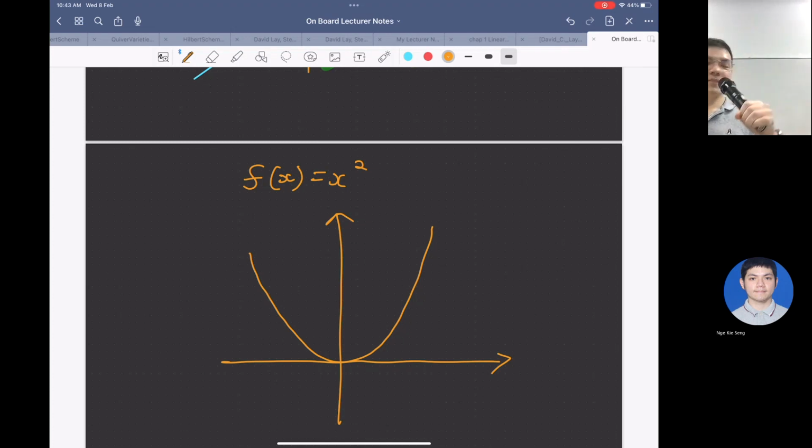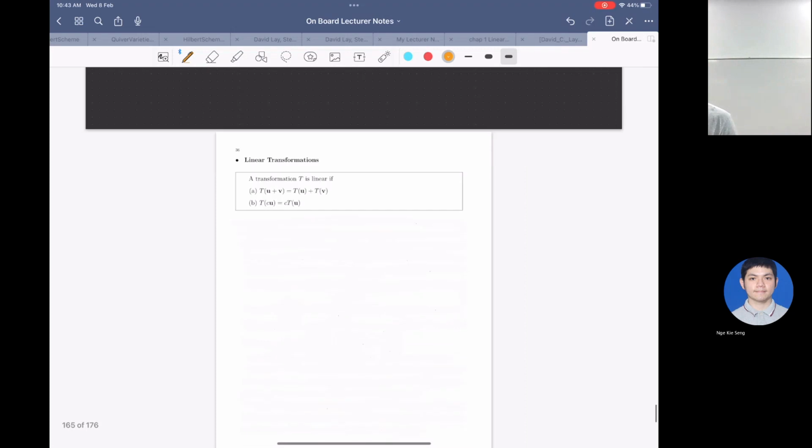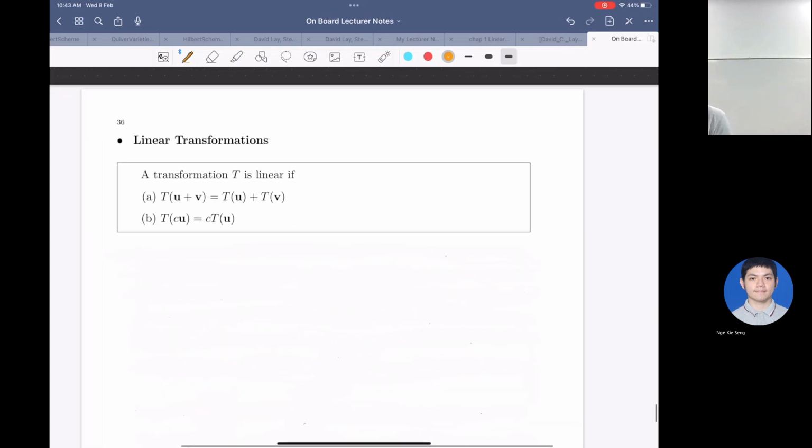But these two transformations are different. Why? One is linear, one is non-linear. In this class, we only care about linear transformation. So what is linear transformation? Linear transformation is easy. It only has to satisfy these two properties.